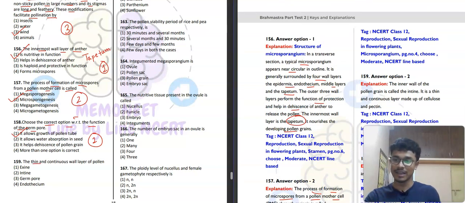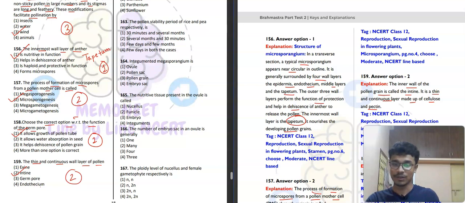Now it is saying that the thin and continuous wall layer of pollen: exine, intine, germ pore or endothecium. So you know that germ pore and endothecium are not layers of pollen, and we have to find the thin and continuous layer. So the thin and continuous wall layer is intine, because in exine there is a discontinuity for the germ pore. And it is also thin. Intine is the inner wall of the pollen grain. It is a thin and continuous layer made up of cellulose and pectin. So second option will be our correct answer for this question.